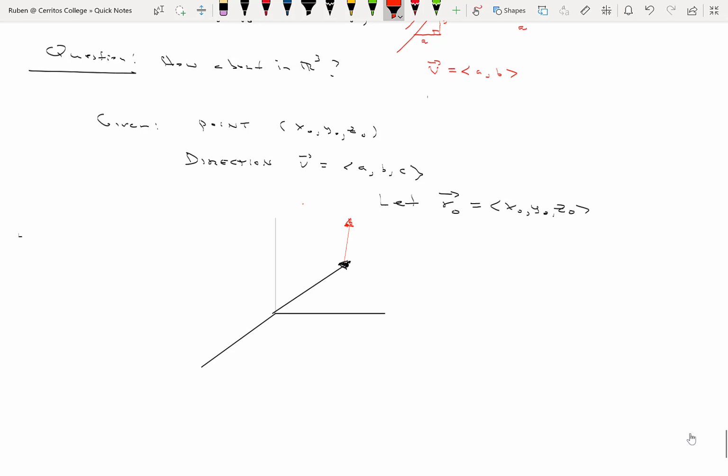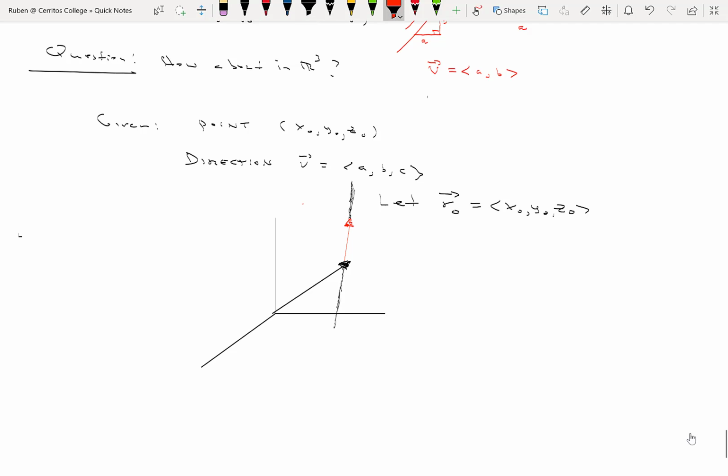That's good enough. So here's our line. Our line goes through the point x naught, y naught, z naught, or through the tip of our position vector, and goes in the direction of the red vector. So the red vector is our direction vector. So here's our goal: to find an equation for that line.